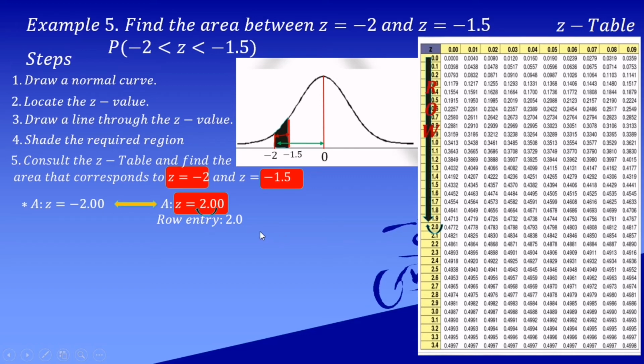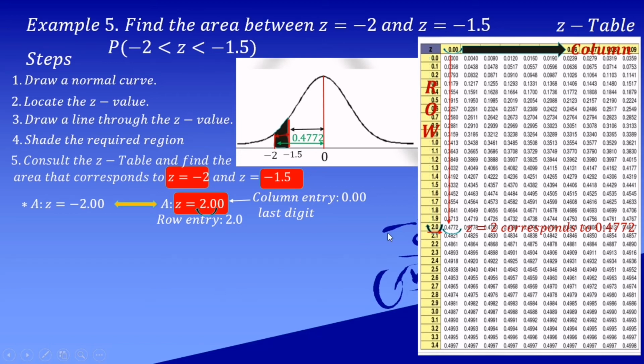Then, for our column entry, the last digit is 0. Then, get the intersection between row and column. That is our area. Z of 2 corresponds to 0.4772. Okay, from 0 to negative 2, the area is 0.4772. Then, we're going to find the area from 0 to negative 1.5. Let's find it through our Z table.